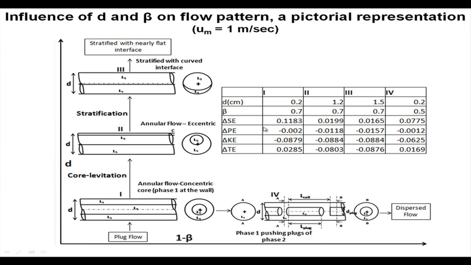We have also noted down the surface energy, potential energy, kinetic energy, and also the total energy of the four situations which have been depicted here, just to highlight the dominance of surface energy in deciding the plug flow pattern, and how the surface energy is not so very high for larger pipe dimensions.